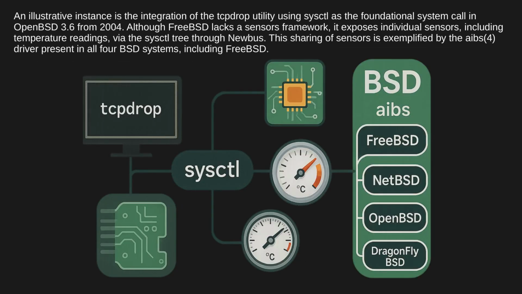An illustrative instance is the integration of the tcpdrop utility using sysctl as the foundational system call in OpenBSD 3.6 from 2004. Although FreeBSD lacks a sensors framework, it exposes individual sensors, including temperature readings, via the sysctl tree through NuBus. This sharing of sensors is exemplified by the abfsr driver present in all 4 BSD systems, including FreeBSD.